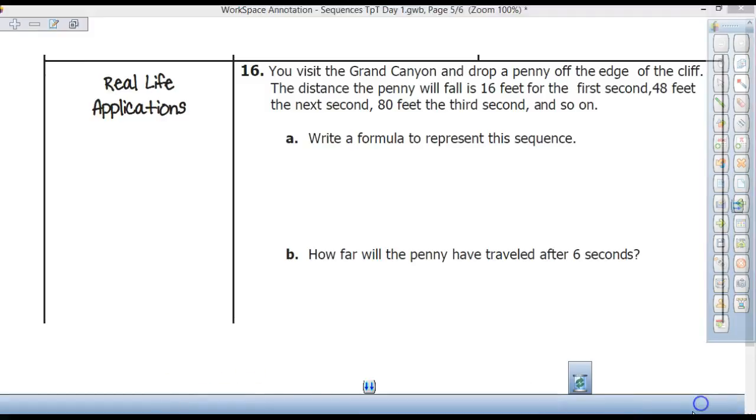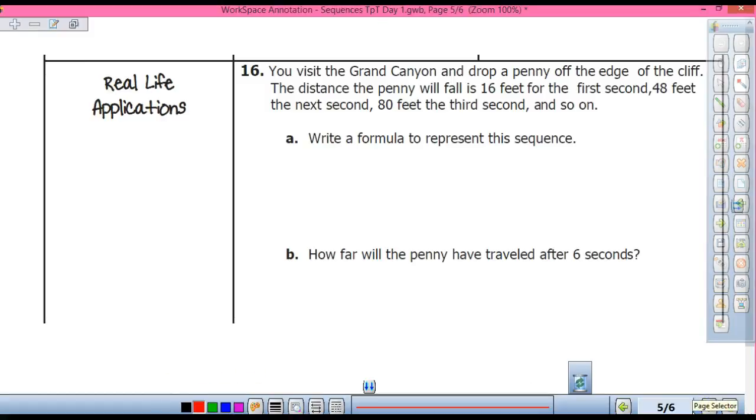Alright, so let's look at those two real-life applications that are on there. It's always a good idea, what I always do is find number 1, my first term, or my starting point, and number 2, what my common difference is going to be. So you're at your visit to the Grand Canyon, and you drop a penny off the edge of the cliff. The distance the penny will fall is 16 feet for the first second, 48 feet the second, 80 feet the third second, and so on.